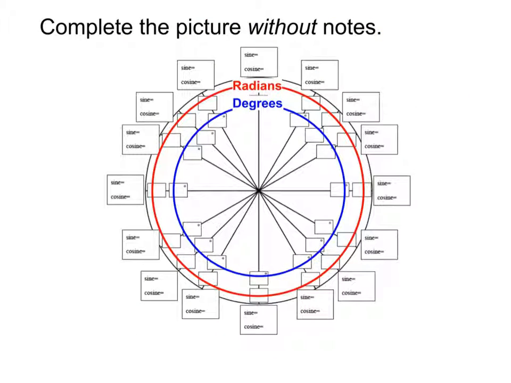So then to practice this idea, I'm going to give you a sheet here and we're going to see how you can fill it in from memory. It's going to include degrees, radians, sine, and cosine values. So put away your notes or turn them upside down so you can't see them, and then fill in the picture.